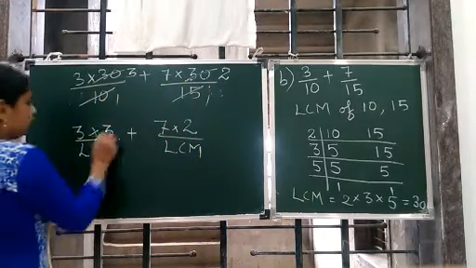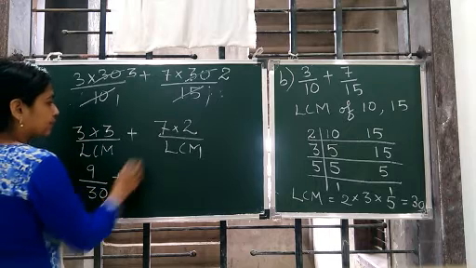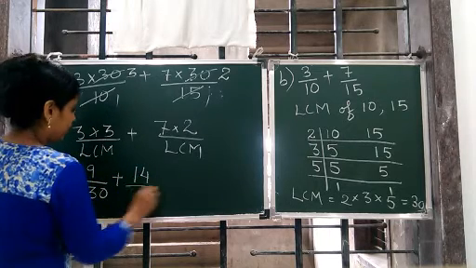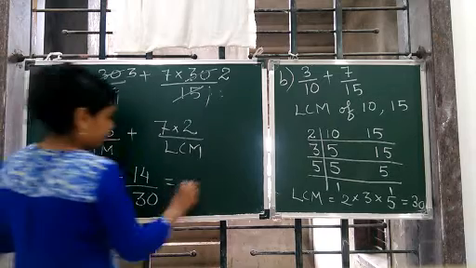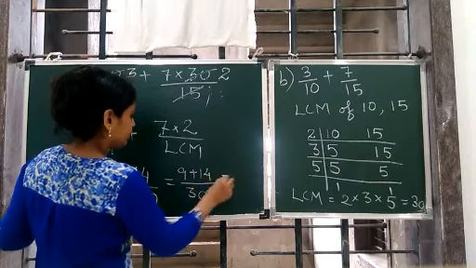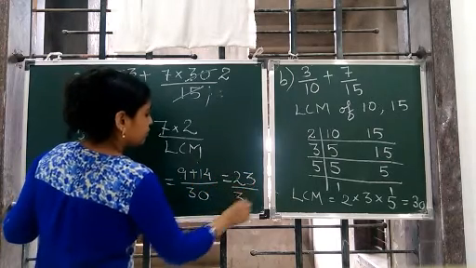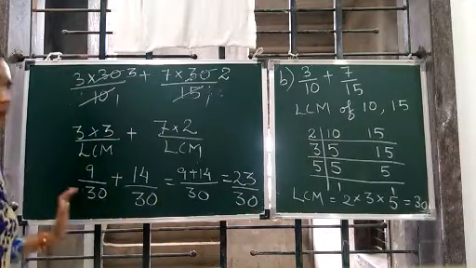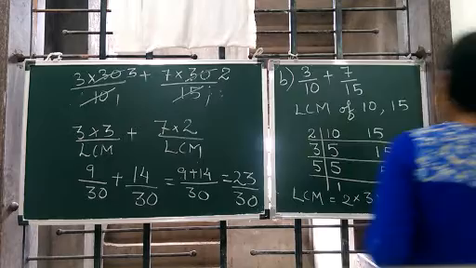Now 3 into 3 gives you 9. 9 upon what is your LCM? 30, plus 7 twos are 14 upon 30. Denominators are same, so we just add the numerators. Answer is 23 by 30. So this completes B. Then we start with C.